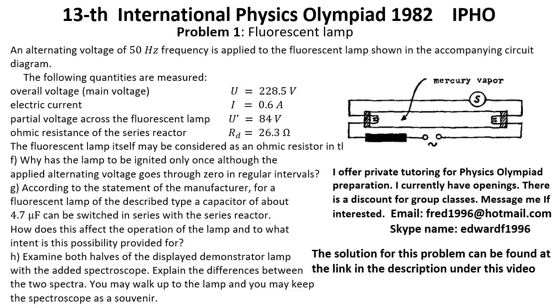Question G. According to the statement of the manufacturer, for a fluorescent lamp of the described type, a capacitor of about 4.7 microfarad can be switched in series with the series reactor. How does this affect the operation of the lamp, and to what intent is this possibility provided for? Question H. Examine both halves of the displayed demonstrator lamp with the added spectroscope. Explain the differences between the two spectra. You may walk up to the lamp and you may keep the spectroscope as a souvenir.